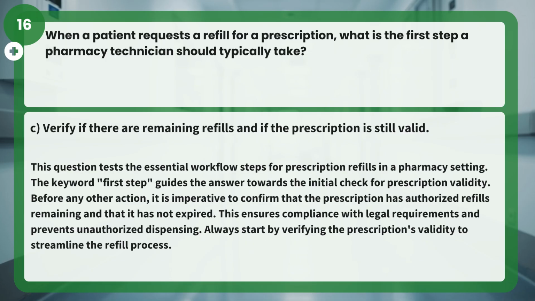Answer: C. Verify if there are remaining refills and if the prescription is still valid. This question tests the essential workflow steps for prescription refills in a pharmacy setting. The keyword first step guides the answer towards the initial check for prescription validity. Before any other action, it is imperative to confirm that the prescription has authorized refills remaining and that it has not expired. This ensures compliance with legal requirements and prevents unauthorized dispensing. Always start by verifying the prescription's validity to streamline the refill process.